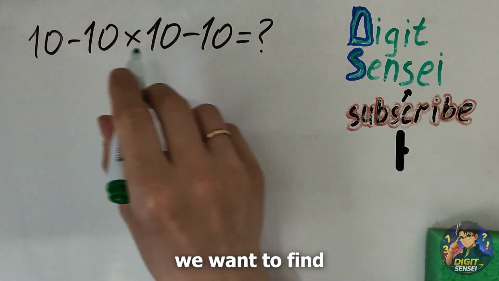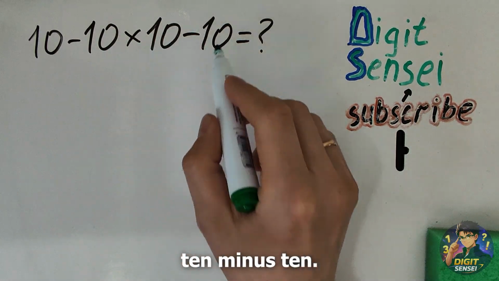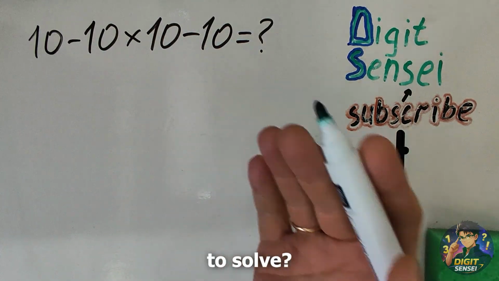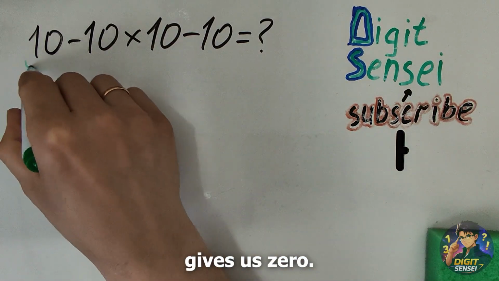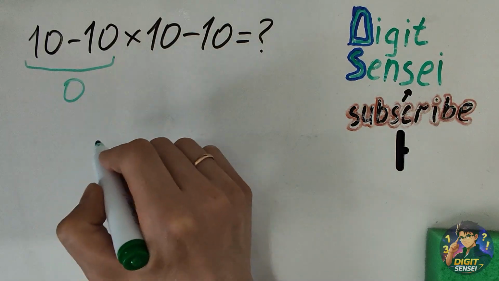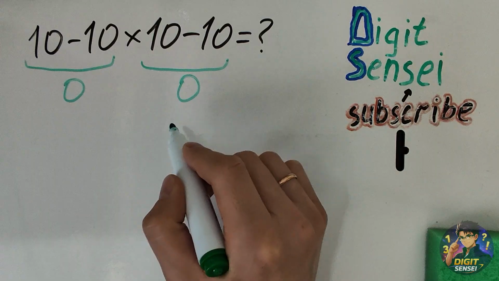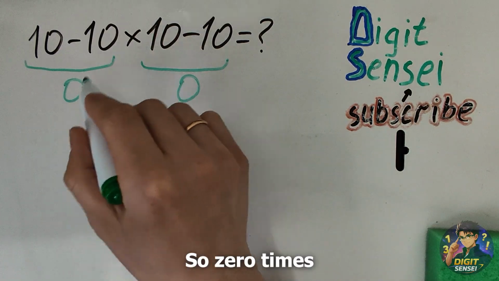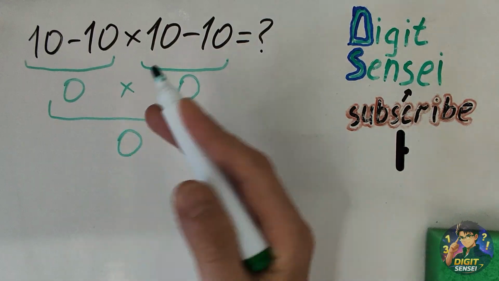In this video we want to find the value of this expression: 10 minus 10 times 10 minus 10. Are you ready to solve? Let's go and get started. 10 minus 10 gives us 0. And again here we have 10 minus 10. So 0 times 0 is just 0.